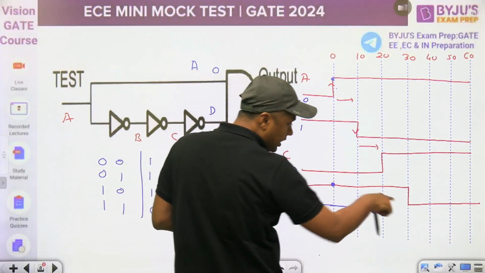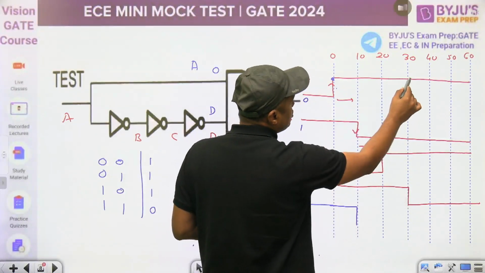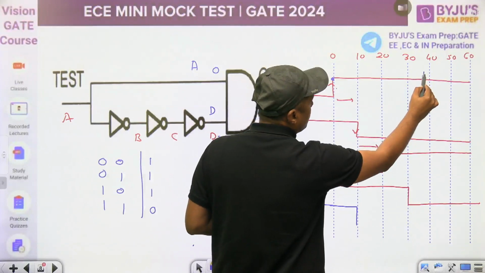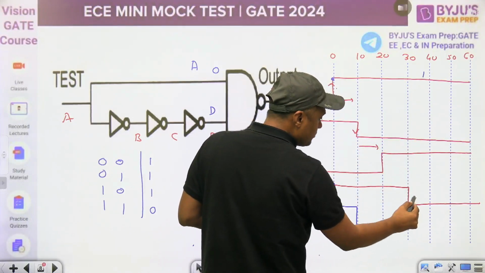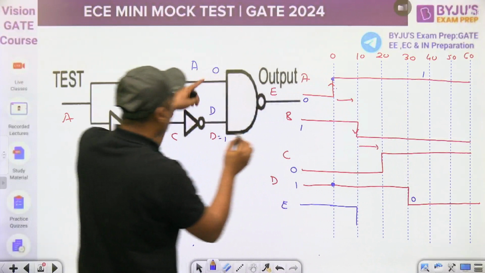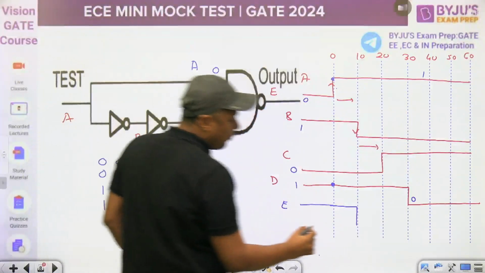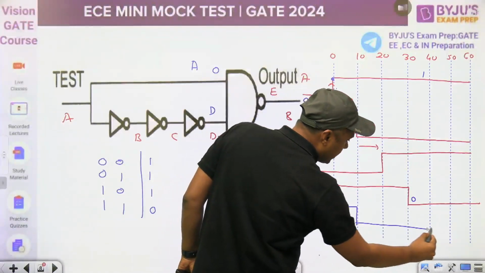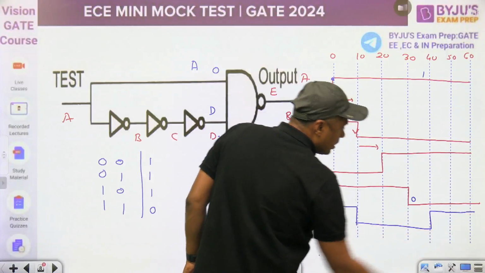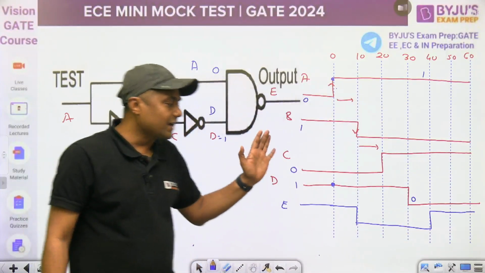Now we have transition in D and it is constant. Now at this point, it is 1. It becomes 0. 1, 0. 1, 0 means output should be 1. After 10 nanosecond, it will become 1. So this is the actual waveform.